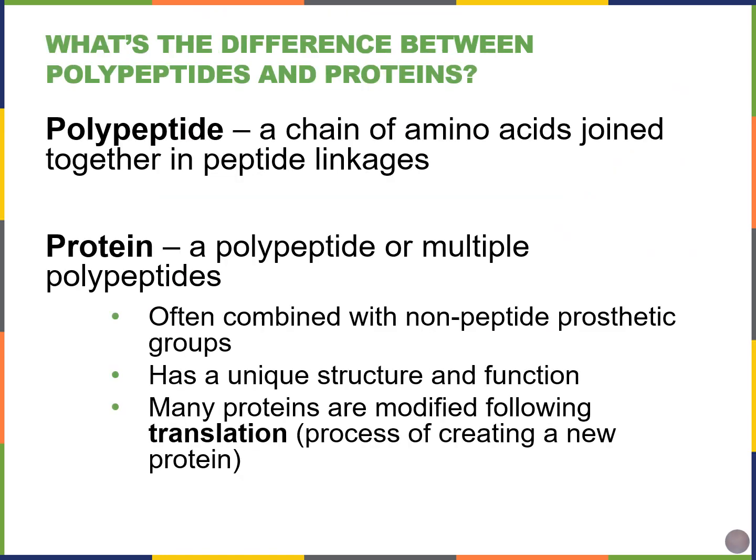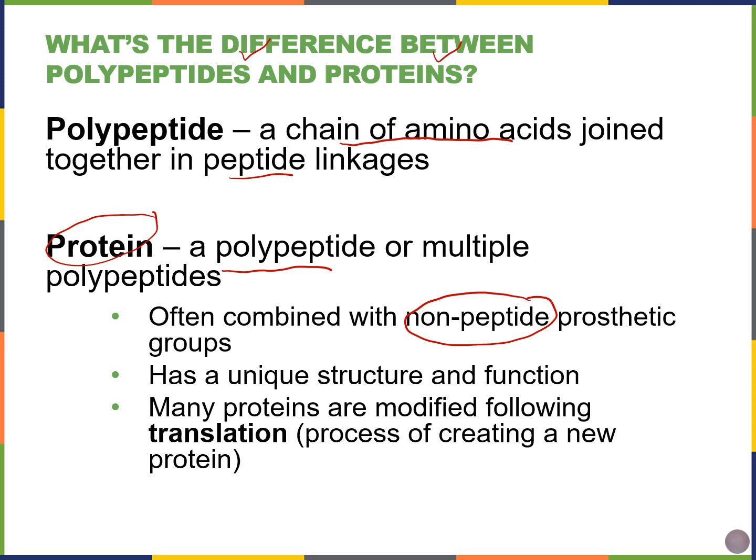We often use the terms polypeptides and proteins interchangeably, but technically they're different. Polypeptides are a bunch of amino acids linked together through those peptide bonds. In order to be functional proteins, however, usually more things have to happen. So a protein, yes, is a polypeptide, but usually there are other things that will be attached to the polypeptide chain or chains before it becomes functional.